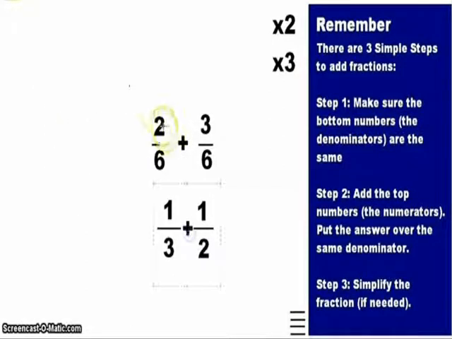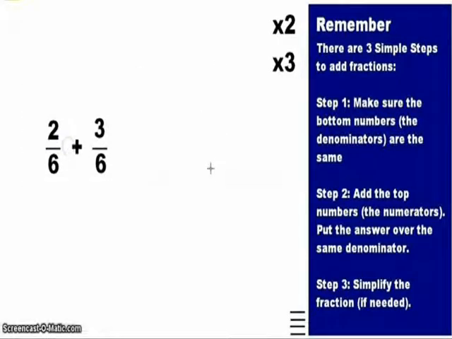Which really is just these two. You can see that they're similar. Now, these two added together will be something obviously over 6, because as it says in step 2, put the answer over the same denominator. So it's going to be something over 6.